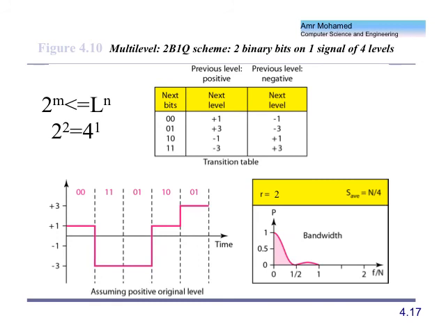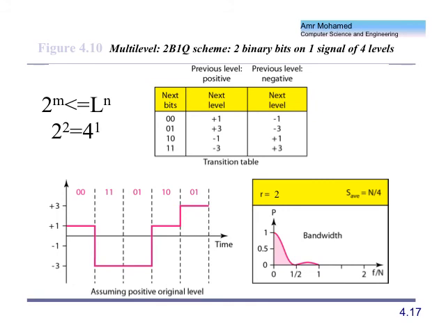And I will use this column if and only if the current voltage level is negative. So let's run this table on this particular example. I have here 0, 0, and assuming positive original level, which means I go to the first column, right? Because the current level is positive. So I have to map based on the first column.